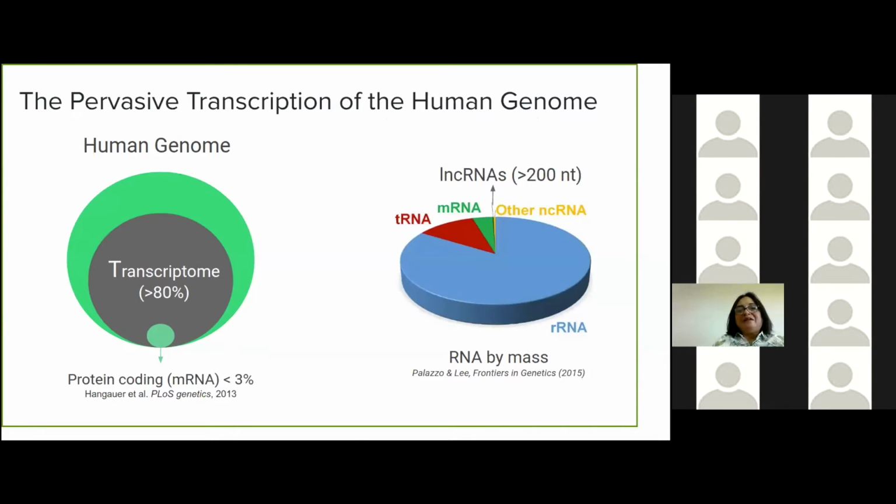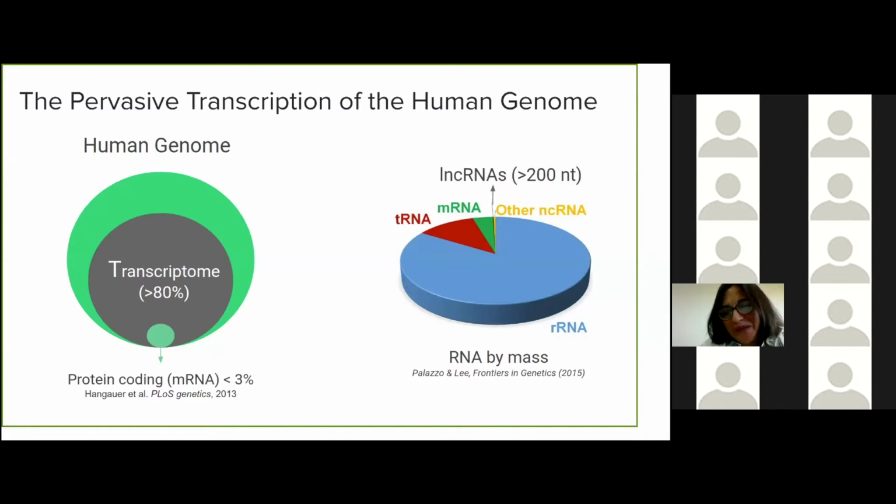So the idea is that in the human genome, with more than 3 billion bases, more than 80% of the bases are related to the human transcriptome, and less than 3% of the bases are related to messenger RNA, that's to proteins. So these are good news for us, for bioinformatics people, because then there is a huge amount of data to work with.